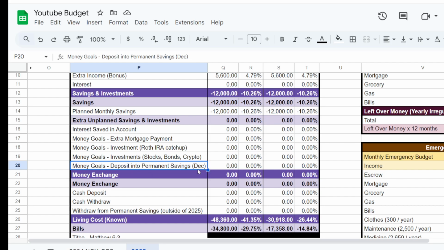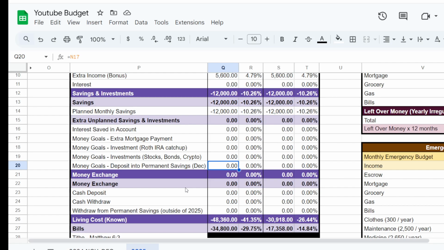For my permanent savings, I put December there because at the end of the year, if I have any leftover money, because this is a zero-based budget, I'm going to put my money into a permanent savings account. So I do have two types of savings account. One is permanent and one is temporary. And the temporary one is just to accumulate any extra income that I didn't use for the month.